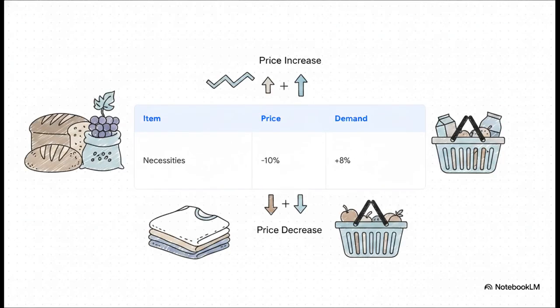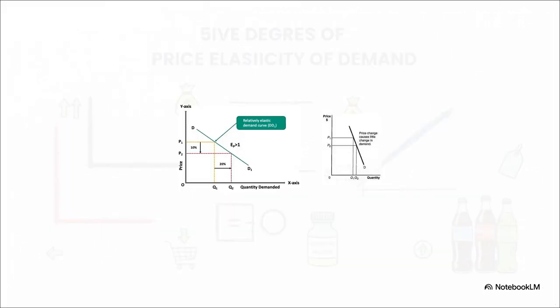Let's run those numbers one more time. If the price falls by 10%, it might lead to only an 8% increase in demand. The percentage change in quantity demanded is strictly less than the percentage change in price. Why? Because these are everyday necessities. We're talking about food grains, basic clothing, everyday groceries. Even if a basic staple like bread drops in price significantly, you aren't going to start buying triple the amount of bread. And conversely, if the price goes up, well, you still have to eat, so your demand doesn't drop off a cliff either.